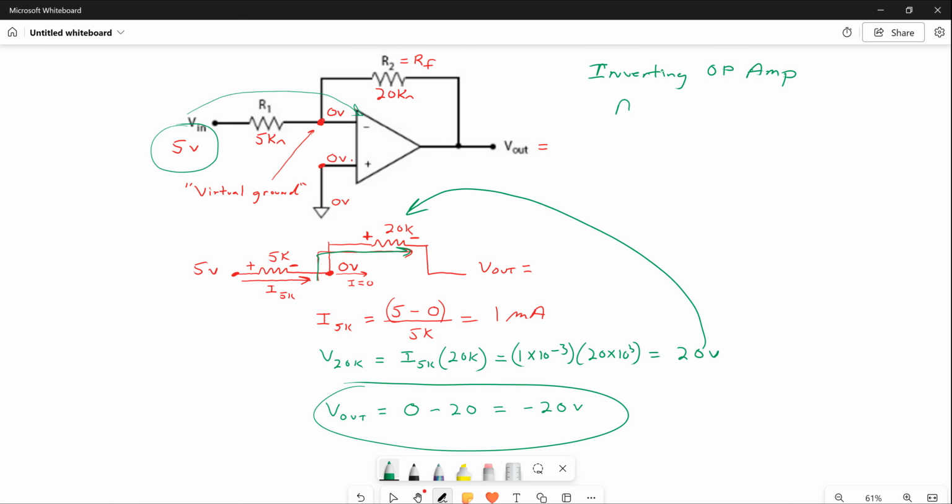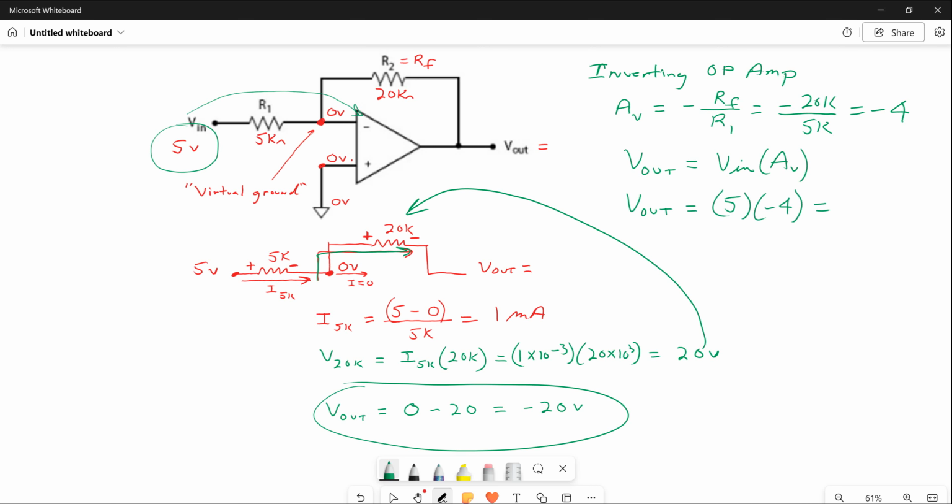And you know that the gain of an inverting op amp is negative RF over R1. So if you take that, you're going to put in your values. You have a negative 20K over 5K. You're going to get negative 4. So you get a gain of negative 4. Therefore, your V out has to equal your input voltage times your voltage gain. It's a multiplier. So you can see your output voltage in this case is going to be equal to the input, which is 5, times your negative 4. So you see you get your negative 20 volts.